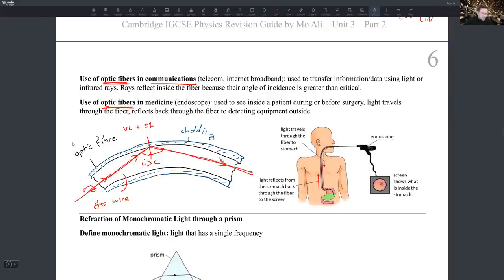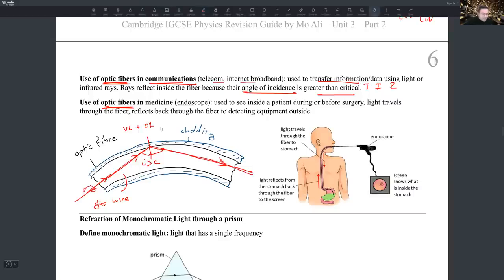And you can transfer high rates of information with lights and infrared waves. So remember the advantages from the previous lesson. So what do we use it for? Like we said before, communications, internet, telecom, broadband. Why? We use it to transfer information using light or infrared waves, because they reflect light inside the fiber as their angle of incidence is greater than critical. So they use total internal reflection.